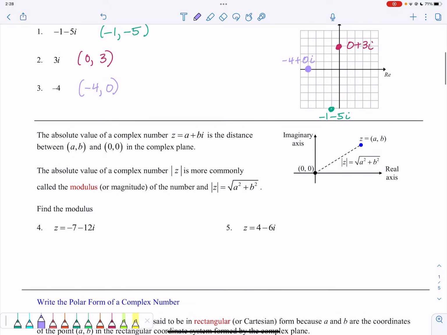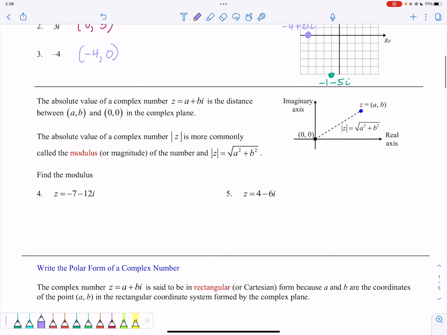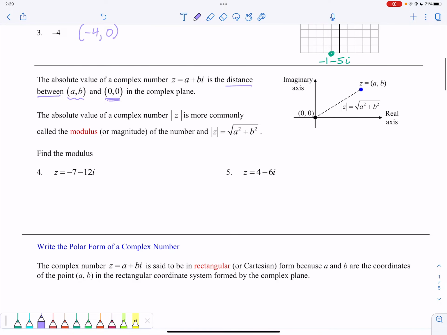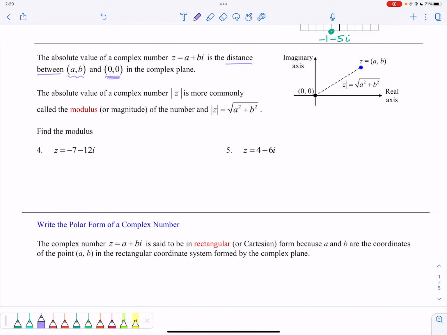Okay, the absolute value of a complex number, z equals a plus bi, is the distance between (a, b) and the origin in the complex plane. So the absolute value is more commonly known as the magnitude, and you might also hear modulus, okay? You will have to know both. And so let's go ahead and use that formula, the square root of a squared plus b squared, to come up with the modulus for each of these complex numbers.